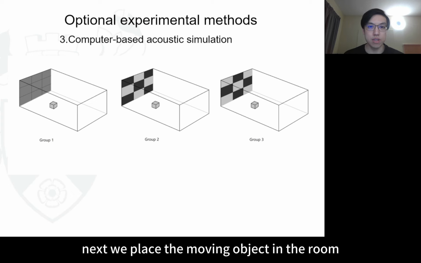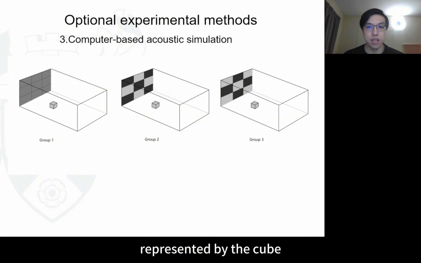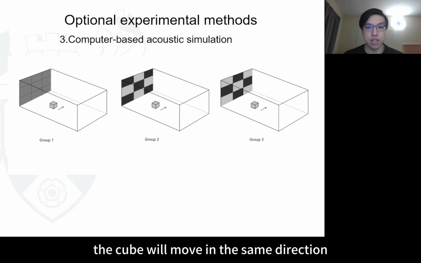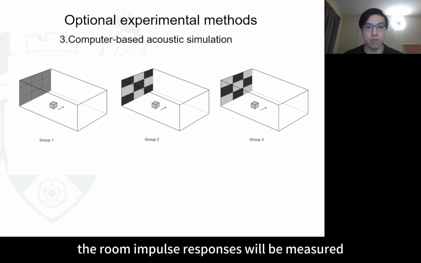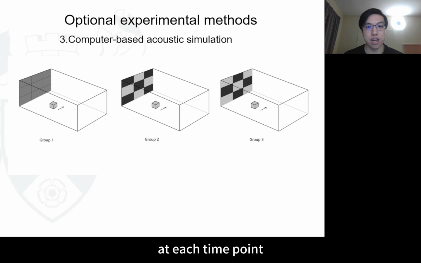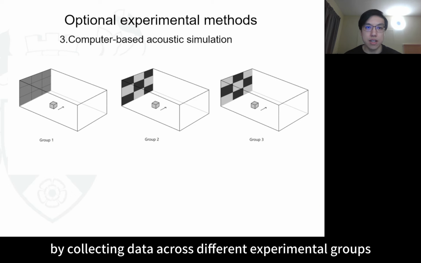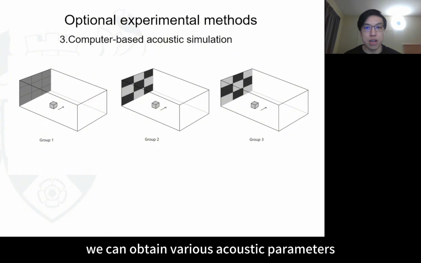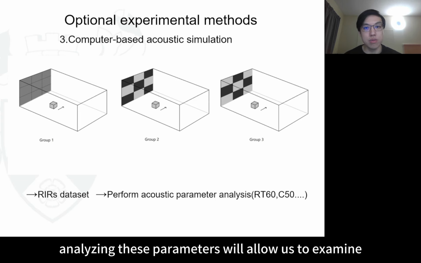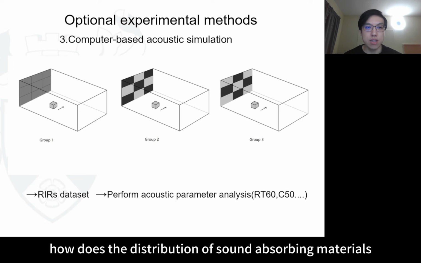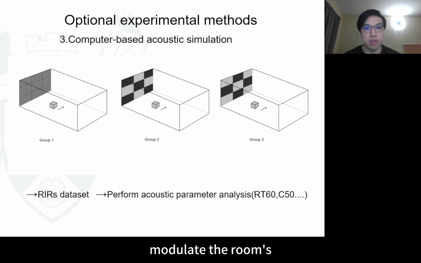Next, we place a moving object in the room, represented by the cube in the figure. In each experimental group, the cube will move in the same direction, at the same speed, and cover the same distance. During this movement, the room impulse responses will be measured at each time point. By collecting data across different experimental groups, we can obtain various acoustic parameters such as reverberation time and clarity index. Analyzing these parameters will allow us to examine the research question: how does the distribution of sound-absorbing materials modulate the room's acoustic response to moving objects?